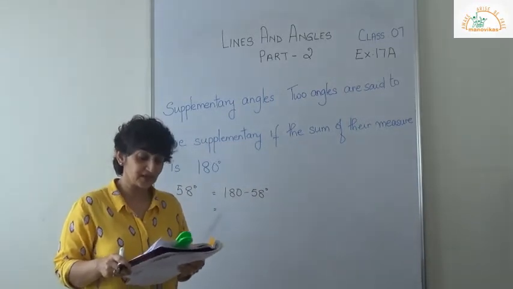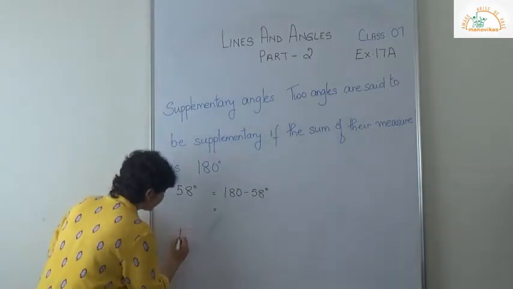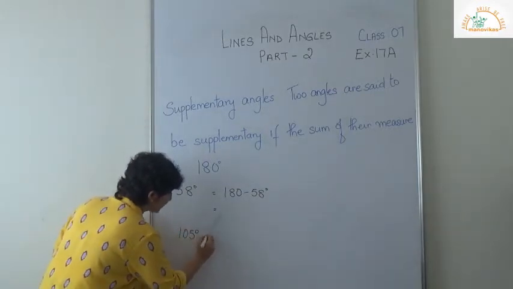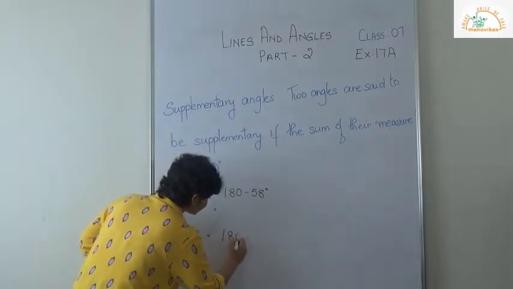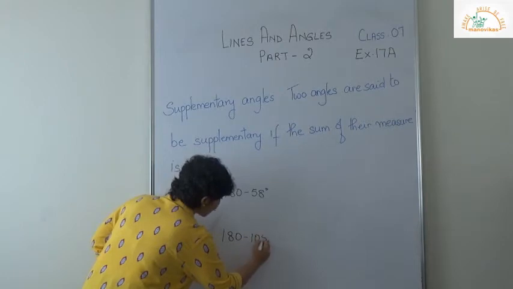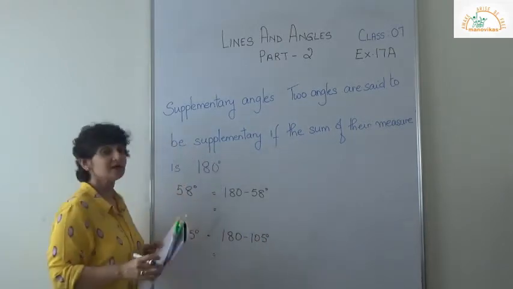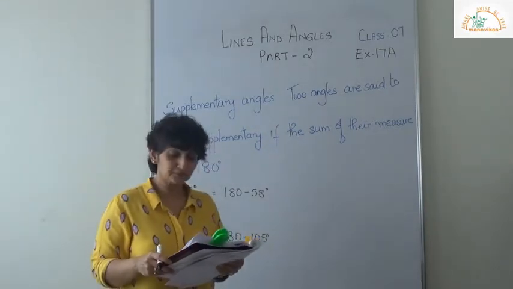Is that clear, children? Same way with 105 degrees. So, what should you do? Can you tell me? You will subtract it from 180. You get it as 180 minus 105. The answer is your supplementary angle.